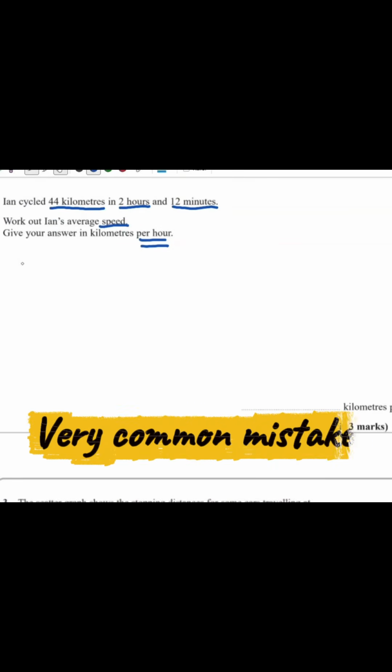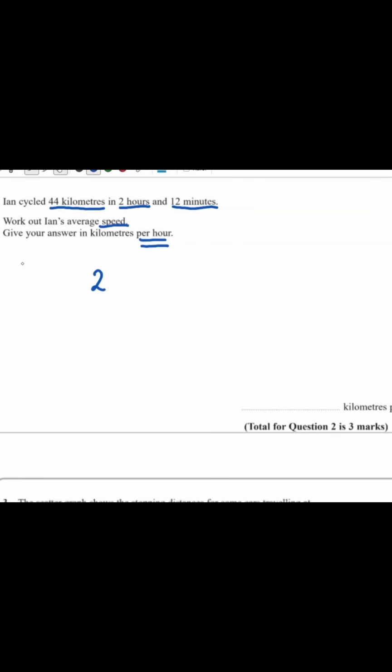This is in hours and minutes. That's 2 different units of time. So quite often students will convert this into minutes, but that will not give you full marks. So I need to convert 12 minutes into point something of an hour. So the problem is there are 60 minutes in an hour.